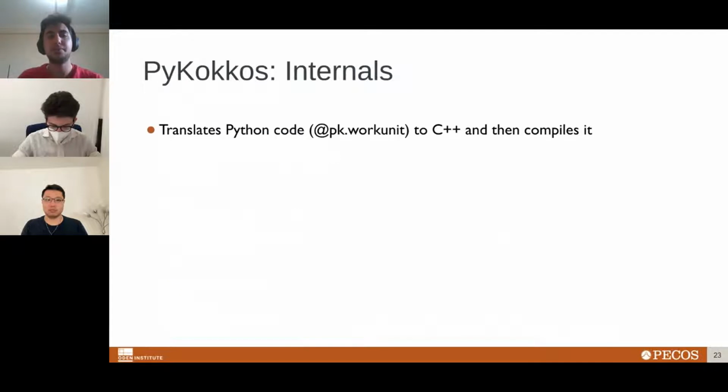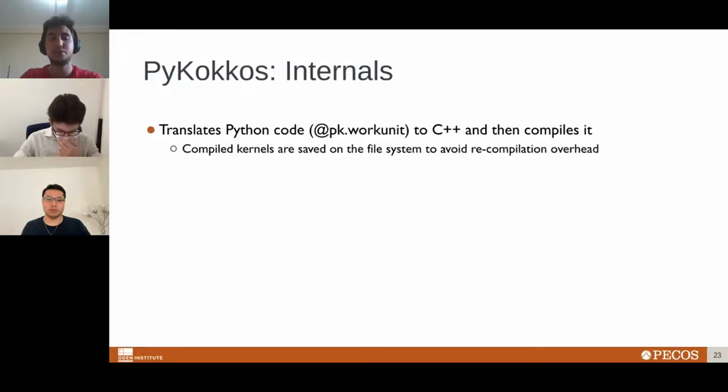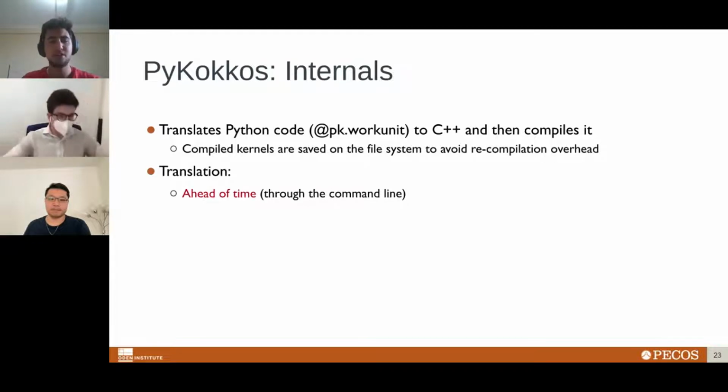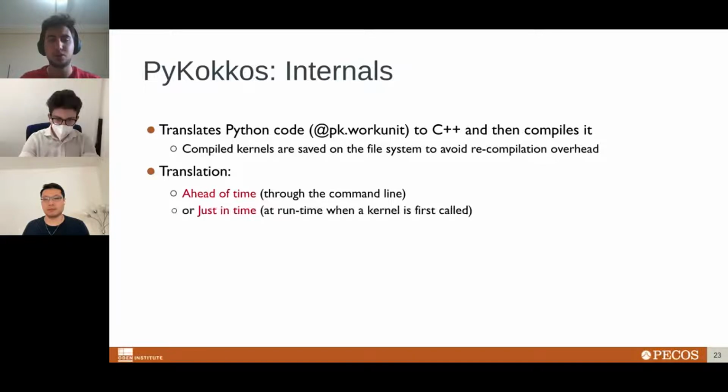So internally, PyCocos works by translating Python code that is decorated with this pk.workunit decorator to C++ and then compiling it. It also saves these compiled kernels on the file system to avoid recompilation overhead, which can be significant. This translation can happen either ahead of time from the command line or just in time, meaning at runtime when a kernel is called for the first time.